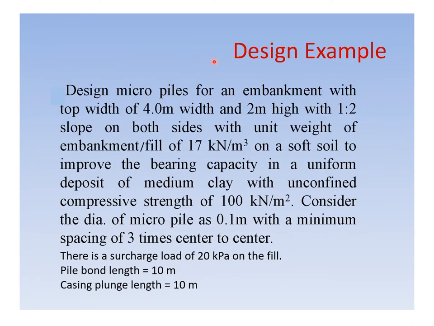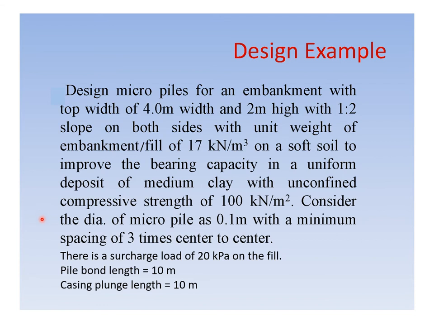Now here we are going to consider one design example. Look at the statement. Design micro piles for an embankment with a top width of 4 meter and 2 meter height and 1 to 2 slope on both sides, with unit weight of embankment fill of 17 kN per cubic meter, on a soft soil to improve the bearing capacity in a uniform deposit of medium clay with unconfined compressive strength of 100 kN per square meter.